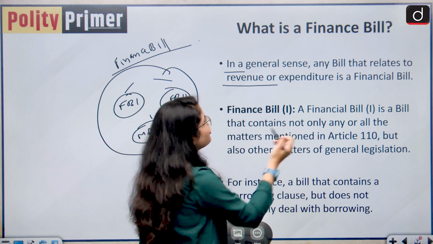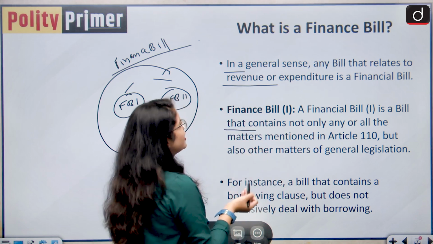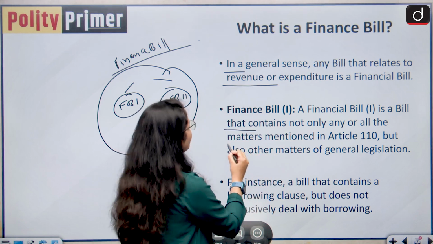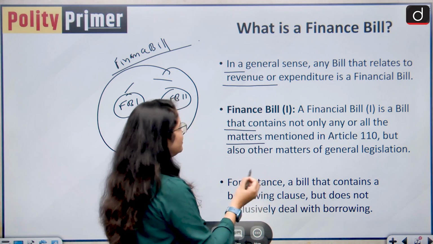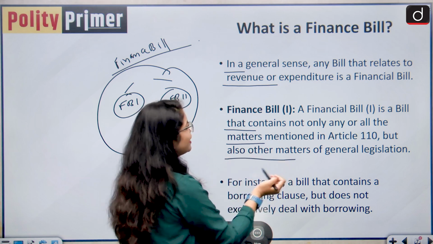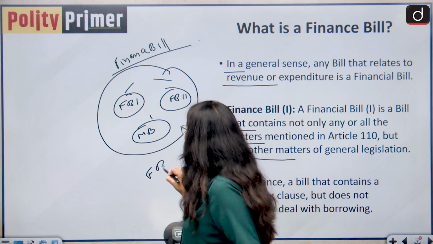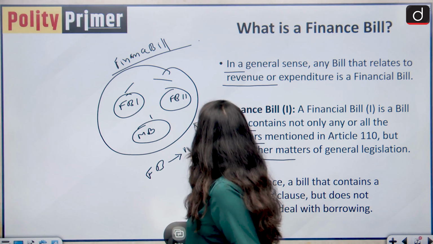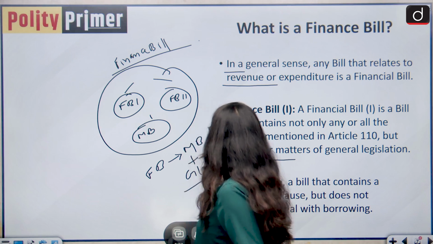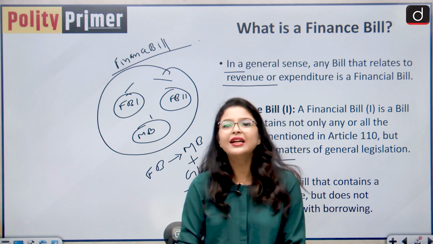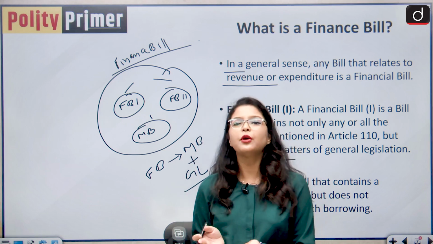A financial bill of category 1 is a bill that contains not only all the matters mentioned in article 110, but also matters of general legislation. So finance bill 1 is money bill plus general legislation, matters of general legislation. Let us understand this with the help of an example.